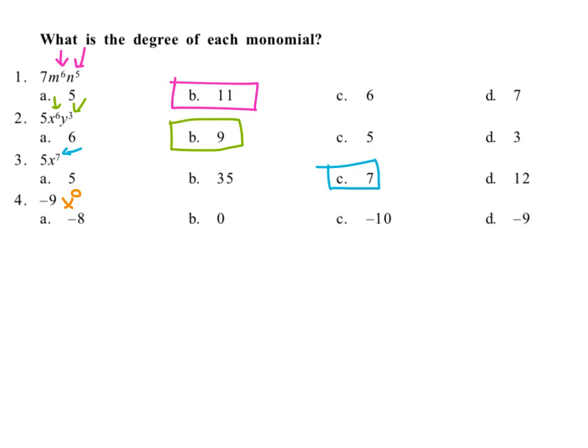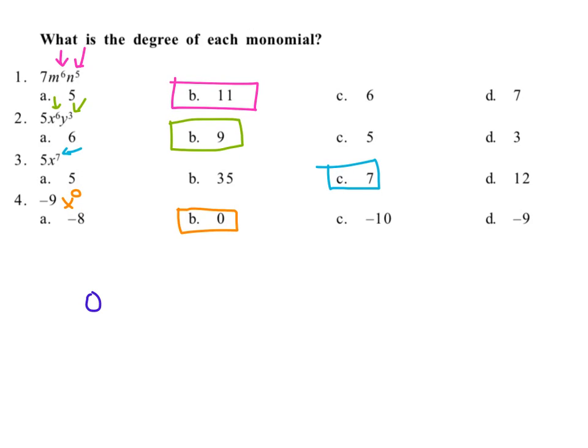Because what is x to the 0? X to the 0, just like anything to the 0 power, is 1. So negative 9 times 1, negative 9. So it stays equal to what it is, and you can see that there's a 0 exponent if there is a variable there. Okay? The one little caveat to all of this is that negative 9 is a constant, and it has a degree of 0.